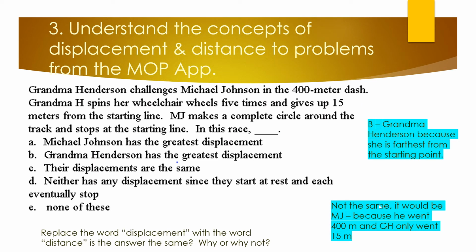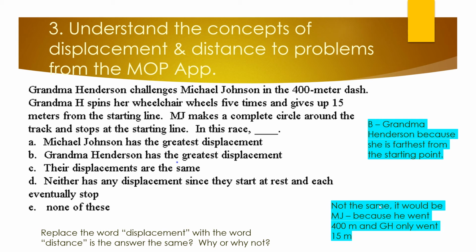Number 3, understand the concepts of displacement and distance to problems from the MOP app. So the example of Grandma Henderson challenging Michael Johnson in the 400-meter dash. Grandma H spins her wheelchair 5 times and gives up 15 meters from the starting line. MJ makes a complete circle around the track and stops at the starting line. So you want to figure out who has the greatest displacement, or are they the same?